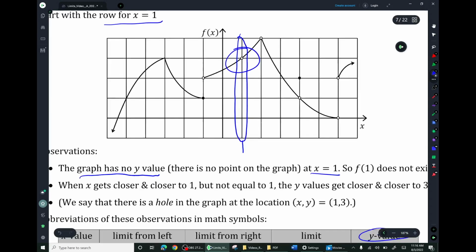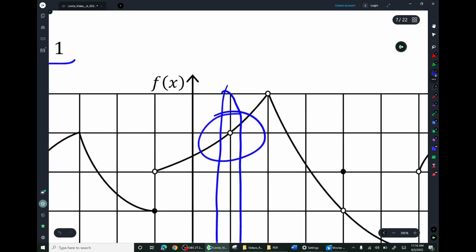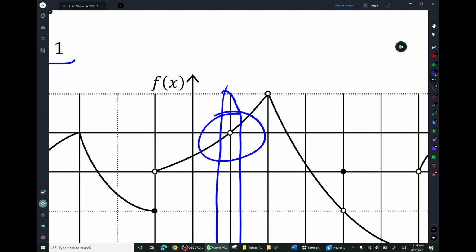This open circle is there to tell us that there's kind of a surprise in the graph, that is, the place where you might expect the graph to be, the graph is not there. So there is no point on the graph at that location.